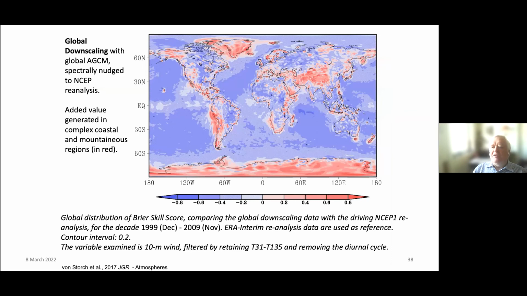Now, when we ask on a day-to-day basis, where is the output of this globally downscaled system better compared to ERA-Interim? That's a different, independent analysis for the decade 1999 to 2009. Here we calculate the skill score. Whenever it's red, then the downscaled part is better. When it's blue, it is not. And you can see whenever we have strong physiographic details, then the downscaling is doing better. But it's not better on the open sea, in particular when we have no specific forcing.